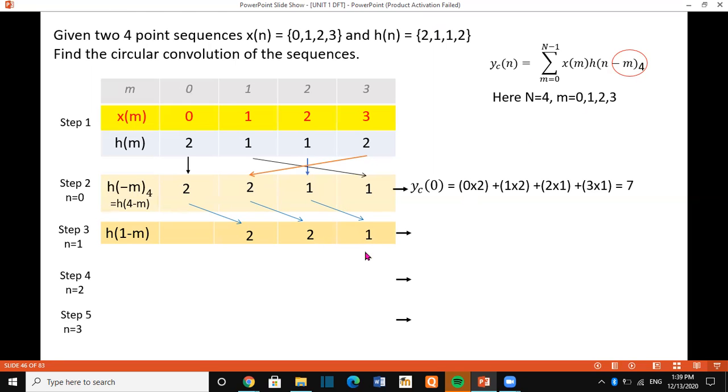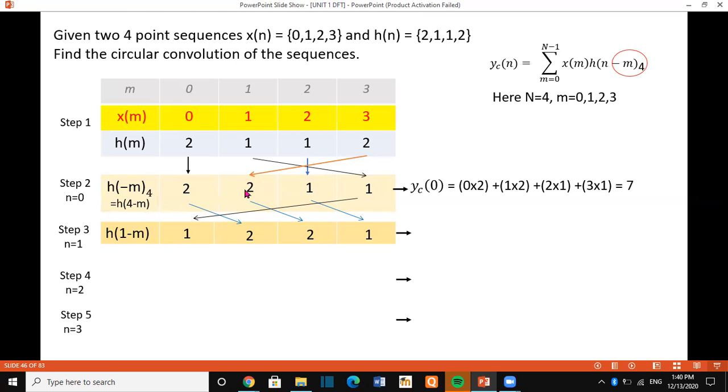So this 1 will come over here, and there's a vacant place over here. Therefore, this 1 will be circularly shifted, and this will take this vacant place over here, and what we'll get is 1 over here. Okay, so 1 minus m is nothing but you're circularly shifting or rotating this sequence by one position to the right.